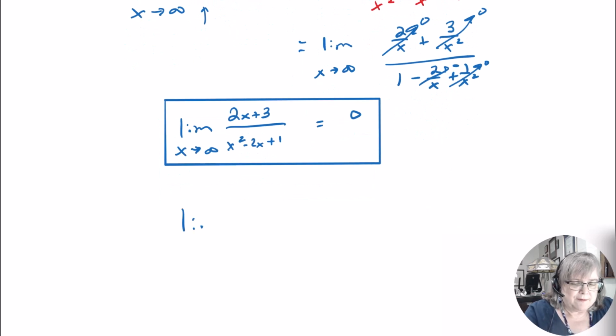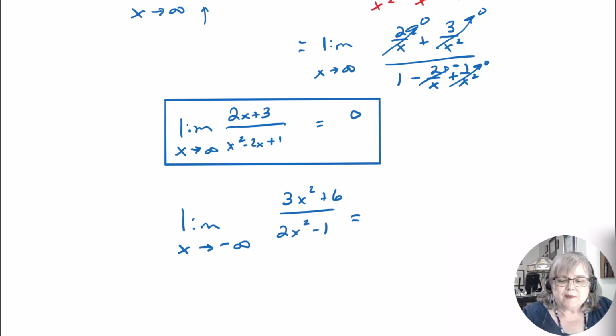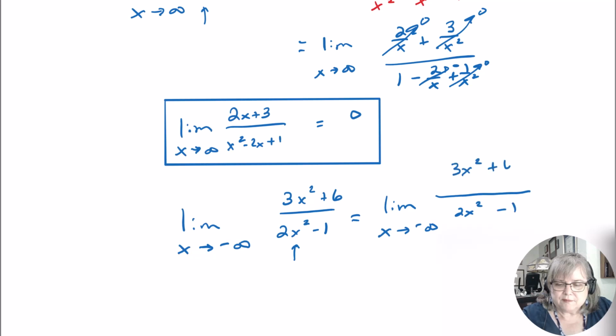Let's look at the limit as x goes to negative infinity of 3x squared plus 6 over 2x squared minus 1. Now, it's a polynomial over a polynomial, so we look it over, go to the denominator, find the biggest powered variable, that would be this x squared, and you're going to divide each term by that. So you divide everything by x squared.